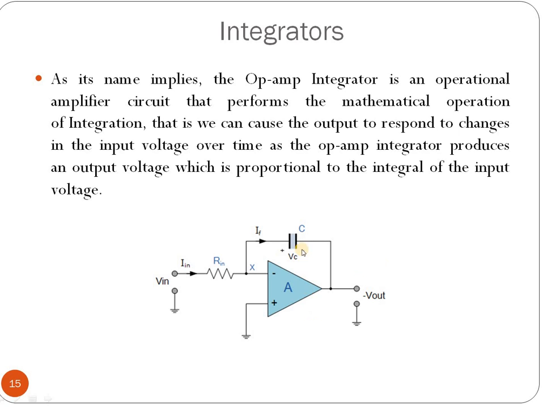There is a capacitor instead of a feedback resistor. You see that the capacitor is connected between the output and input, and you know that a capacitor can store and discharge charge over time. So the output actually depends on the input voltage over time, not only the input voltage but also the time. That means at different times the output voltage can vary. That is the main theme of the integrator circuit.